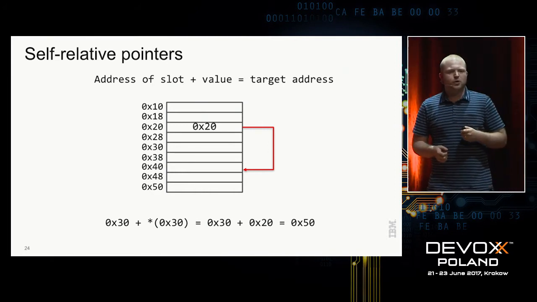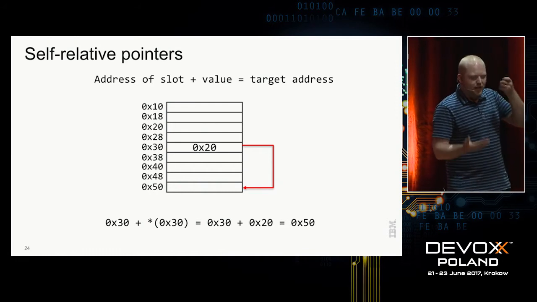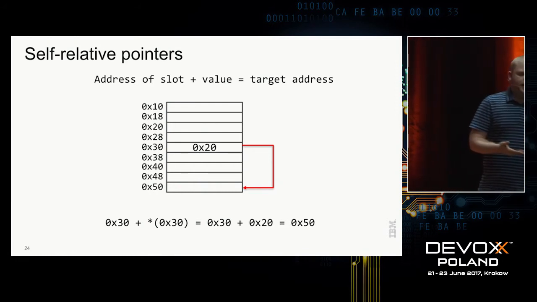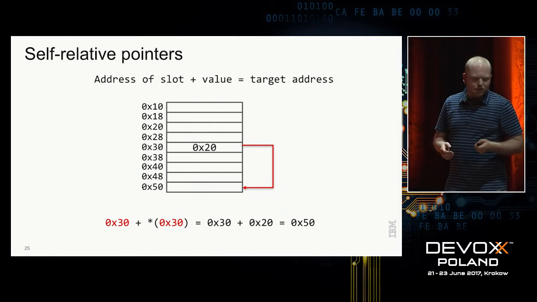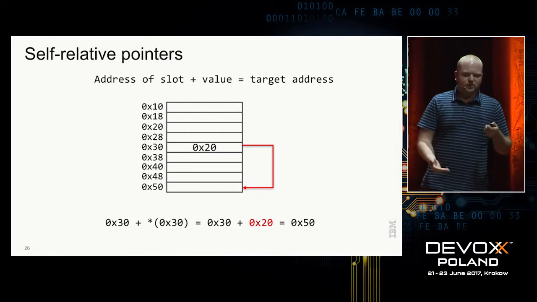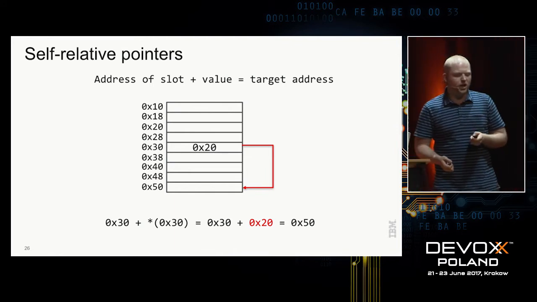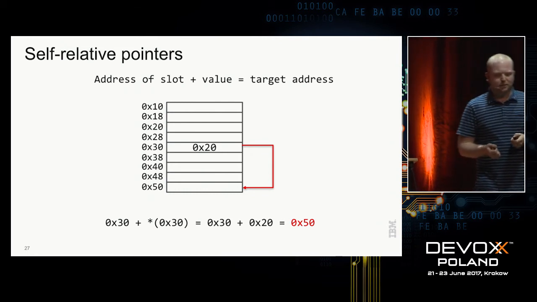And then if you move your SRP, or if you move the data structure, the value stays the same. Because my address changed, now I'm looking at a new address, but my value is still the same, which means the offset is, because it's storing the offset, so my target address is automatically updated.